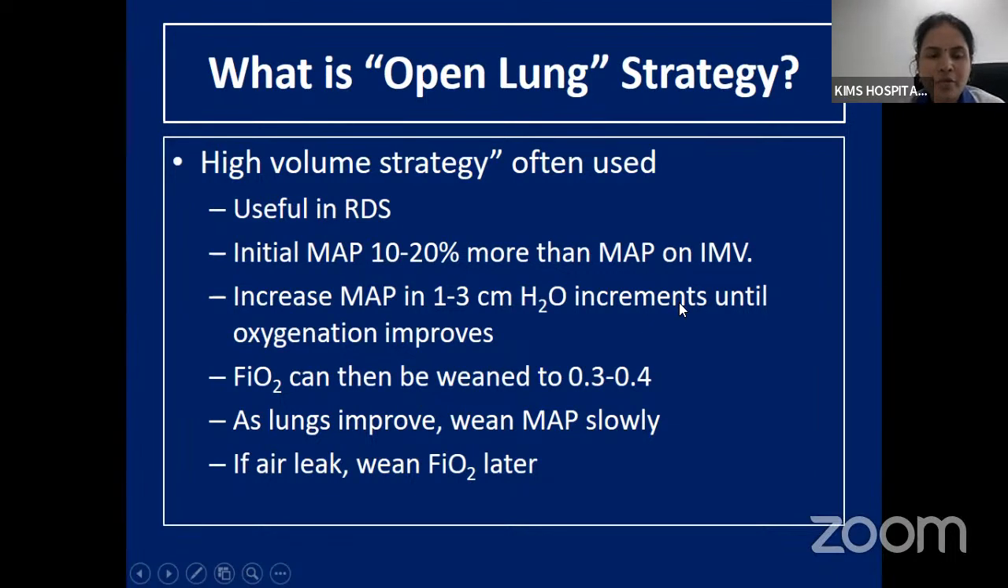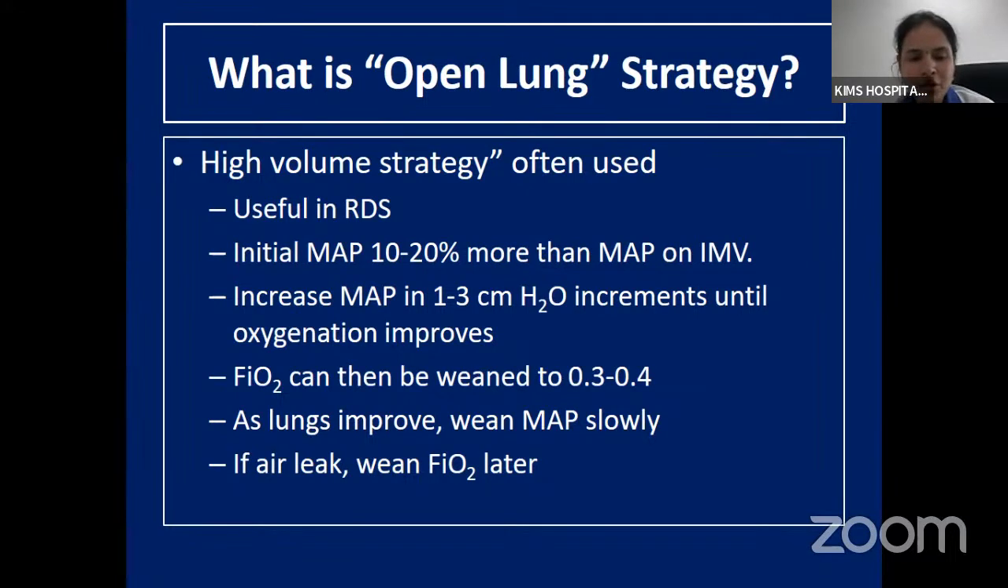We are supposed to have reached the optimal MAP if you are able to titrate FiO2 down to 30 to 40%. And once the lung improves, then one starts weaning the MAP slowly. Weaning of FiO2 should take precedence over weaning of MAP. Whereas if there is air leak, then one may go slow in weaning FiO2 as well.